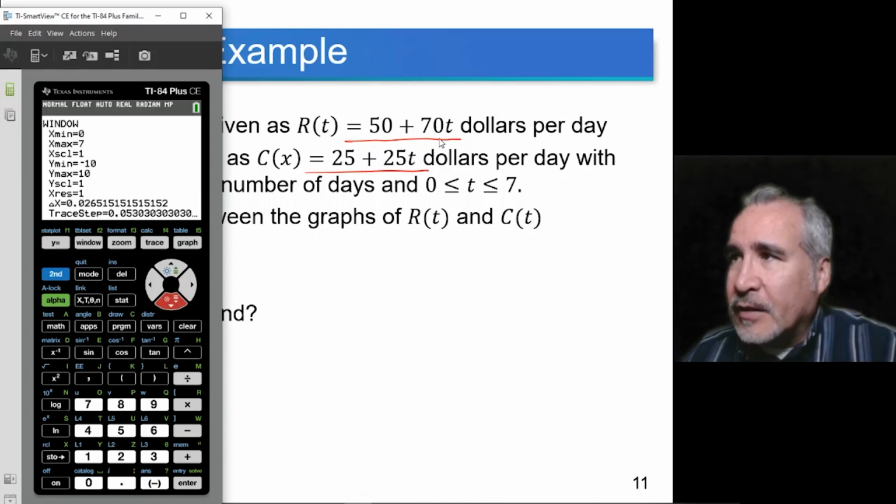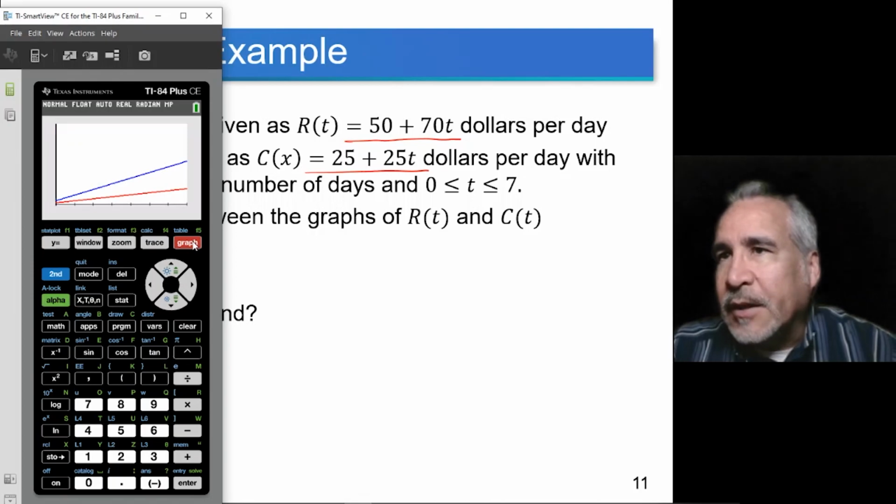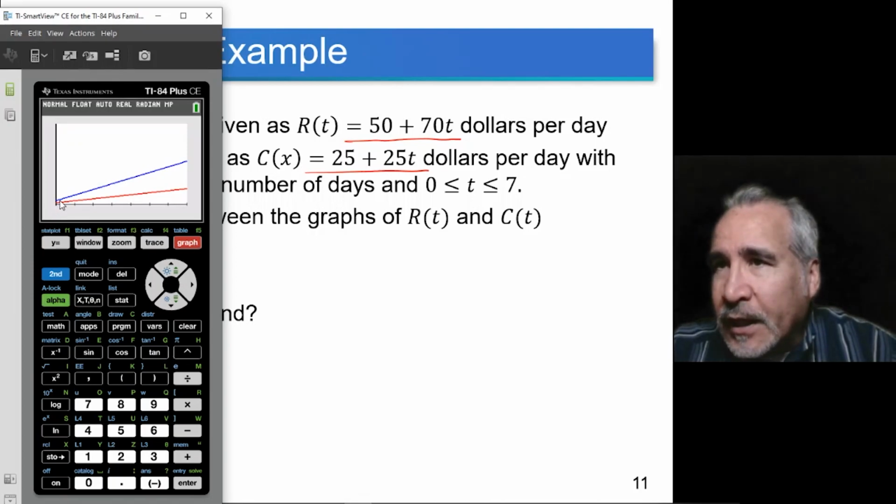Because as we plug in 7 here, this is going to be a bigger number. It's actually 1,000 might be a little overkill, but 500 might be enough. But let's just go this route. There we go. We can see it. And what we see is that the R of t, the first function, is always above the cost function.